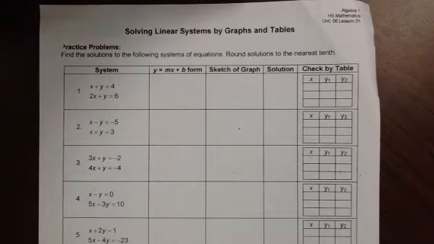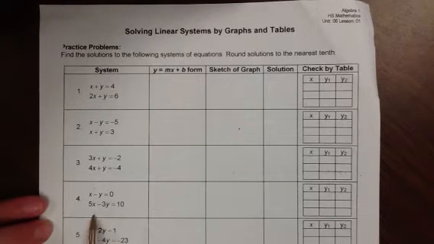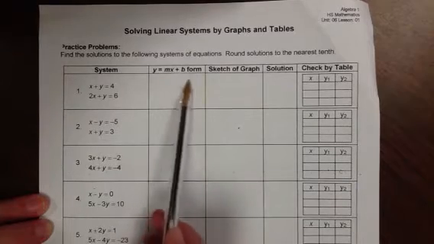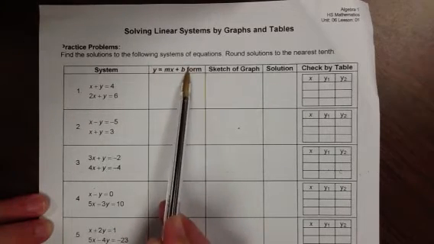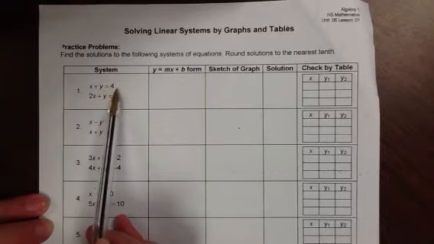we'll do number 4. Okay, and it says find the solutions to the following systems of equations, and it does say round your solution to the nearest tenth, meaning sometimes the points are not going to come out perfectly. So if we look at number 4, the very next column says that we want to put them in y equals mx plus b form. These are in standard, ax plus by equals c.